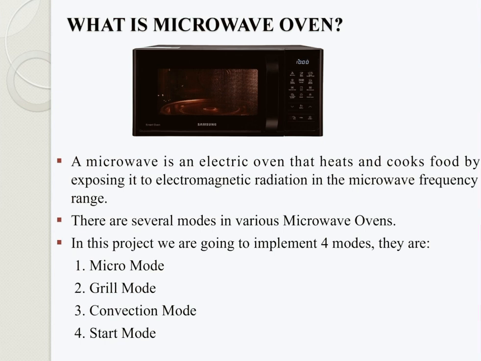What is a microwave oven? A microwave is an electric oven that heats and cooks food by exposing it to electromagnetic radiation in the microwave frequency range. There are several modes in various microwave ovens. In this project, we are going to implement 4 modes. They are: first one, micro mode; second one, grill mode; third one, convection mode; and fourth one, start mode.